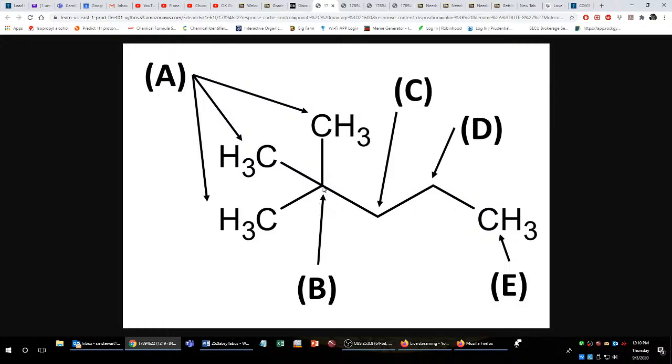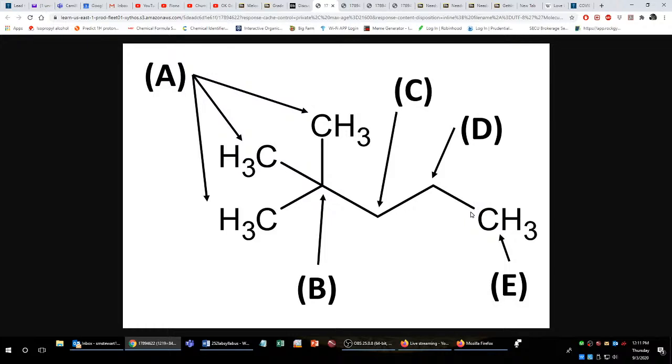B is going to have its own unique chemical shift because it's bound to 4 carbons. C is going to have its own unique chemical shift because it's bound to a carbon with 2 hydrogens and a carbon with no hydrogens. And D is going to have its own unique chemical shift because it's the only one bound to a carbon with 2 hydrogens and a carbon with 3 hydrogens. So we look at the relative areas for the carbons to figure out which one corresponds to which.